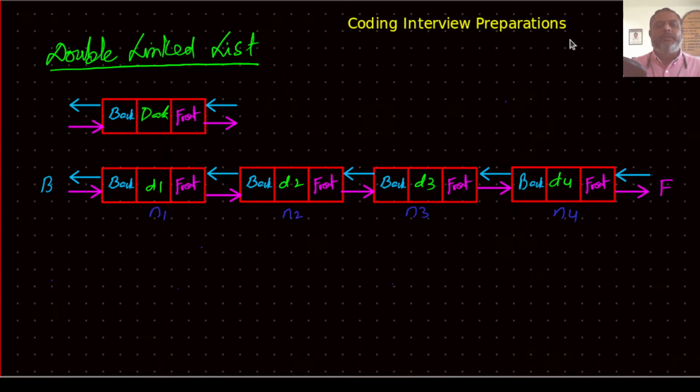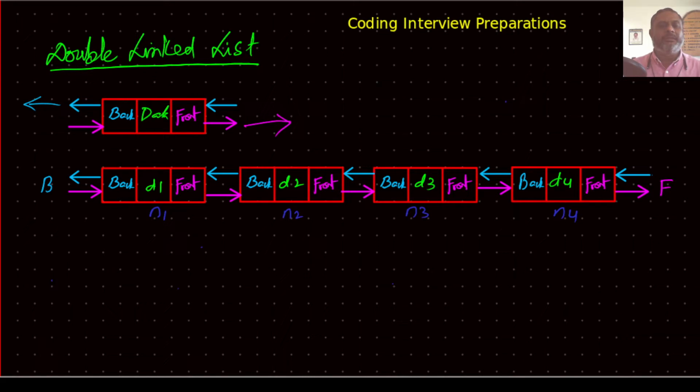To solve that problem, we realized that if there was a link showing backwards along with the link showing in the forward direction, it would be easier, so we don't need to remember anything. That was the idea of creating a doubly linked list.